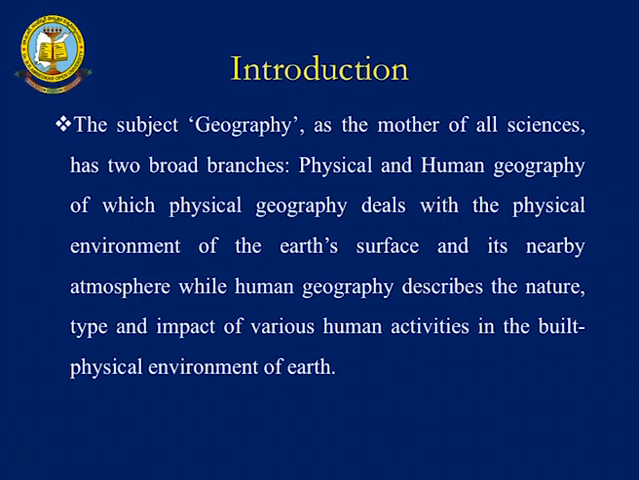Coming to the introduction, as geography is the mother of all the sciences, it is mainly divided into two main branches. The first one is physical geography and the second one is human geography, wherein physical geography deals more with the physical environment, while human geography deals with the nature and types and the impact of human activities on the physical environment. So, here there are two things.